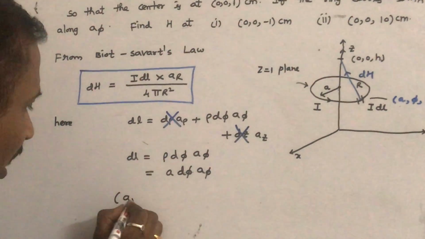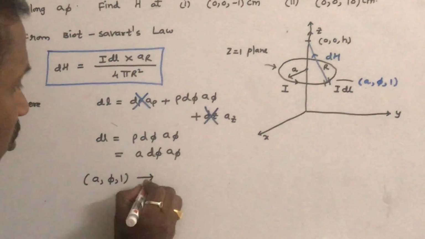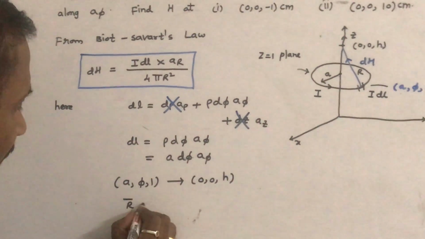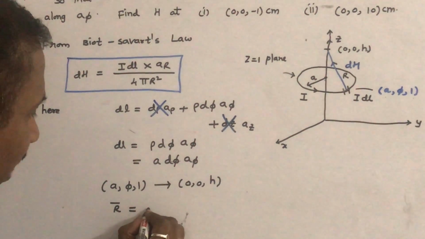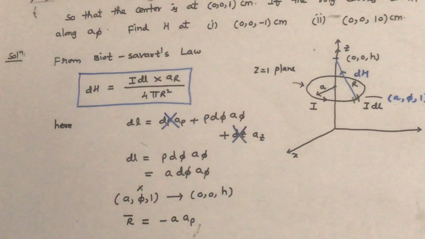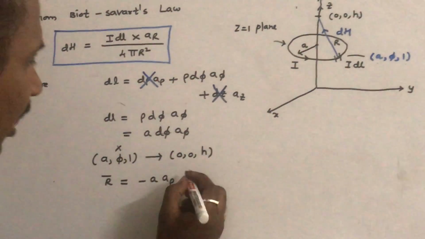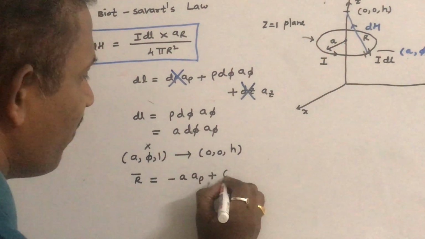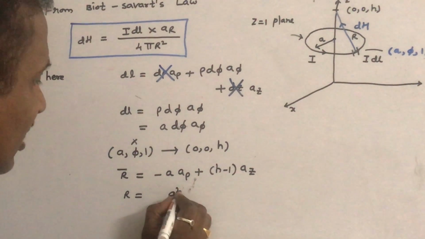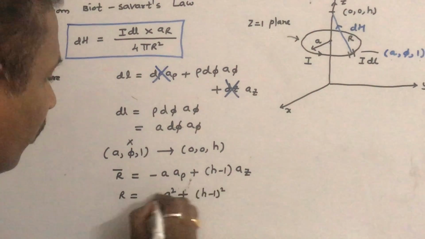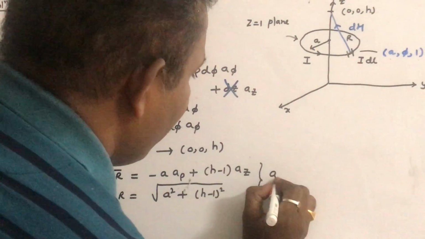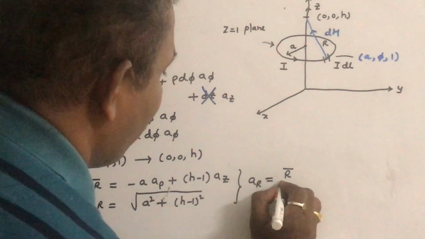Let us find the unit vector between the point (a, phi, 1) and (0, 0, h). So let us take R bar, the directional vector: 0 minus a a rho, we should not take the phi component while taking the unit vector in the cylindrical coordinate system, plus (h minus 1) az. So the magnitude will come out as the square root of a square plus (h minus 1) whole square. So what is aR? The unit vector aR is R bar by R.